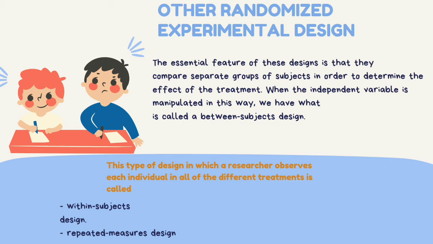This is the type of design in which a researcher observes each individual in all of the different treatment conditions. It is called a within-subject design. It is also called a repeated measures design because the researcher repeats measurements of the same individuals under different treatment conditions. The main advantage of a within-subject design is that it eliminates the problem of differences in the groups that can confound the findings in between-subject research.